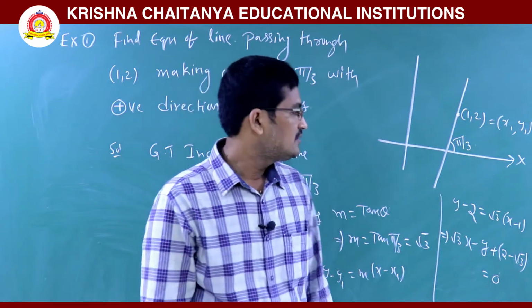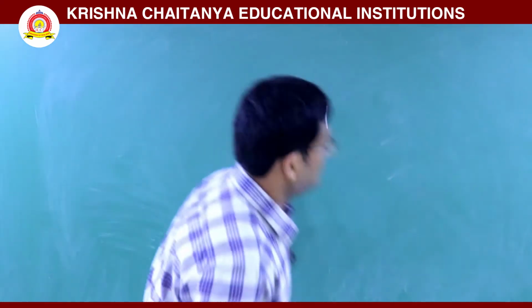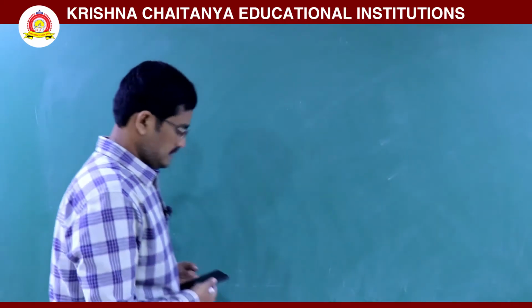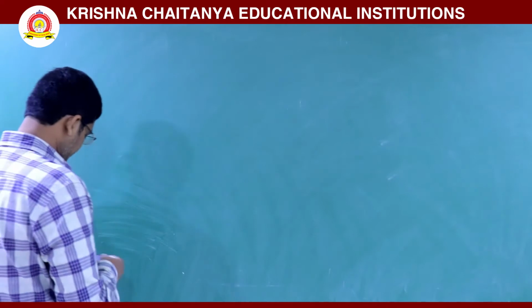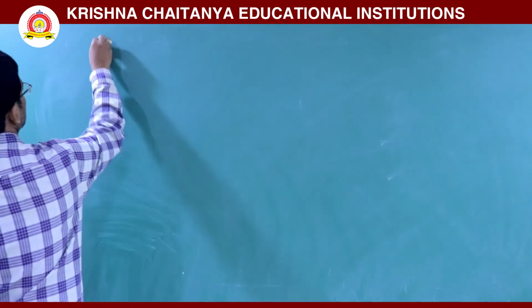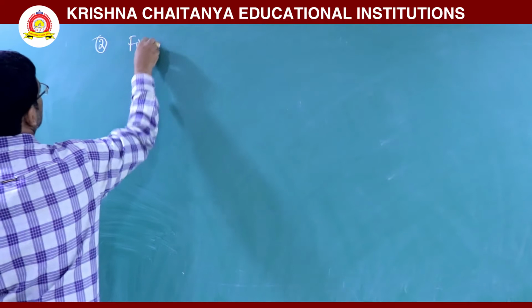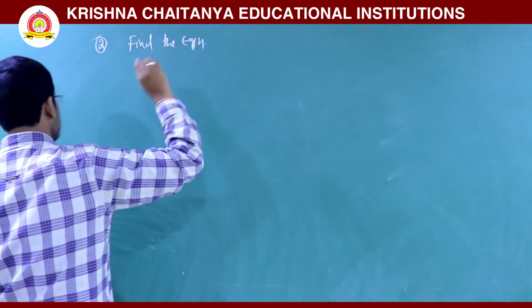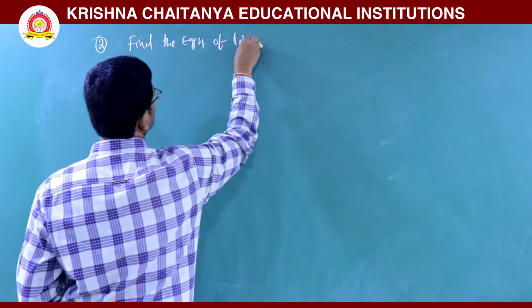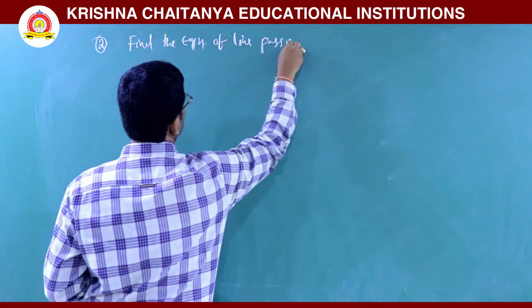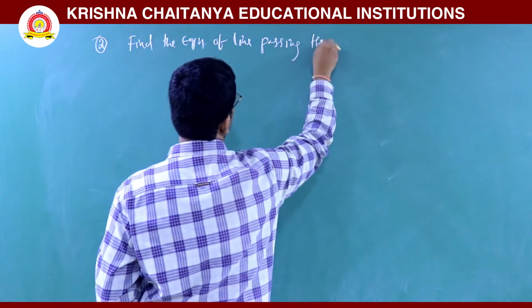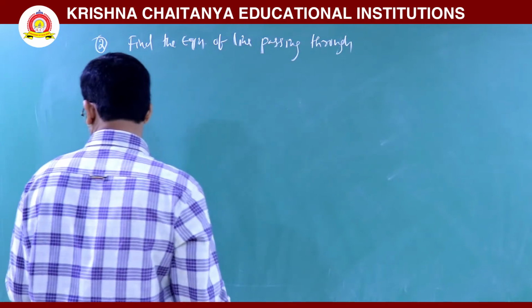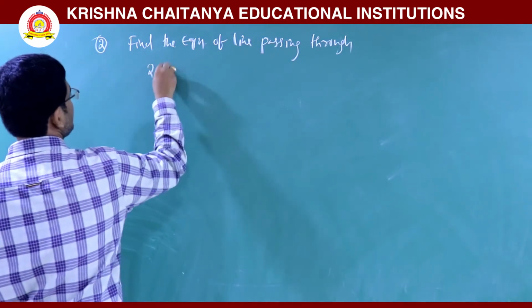Okay, this is one example. Let us move to the second problem. See here, the question is: find the equation of the line passing through 2 points.